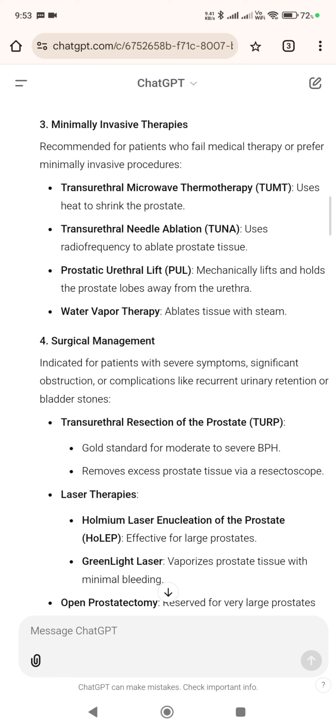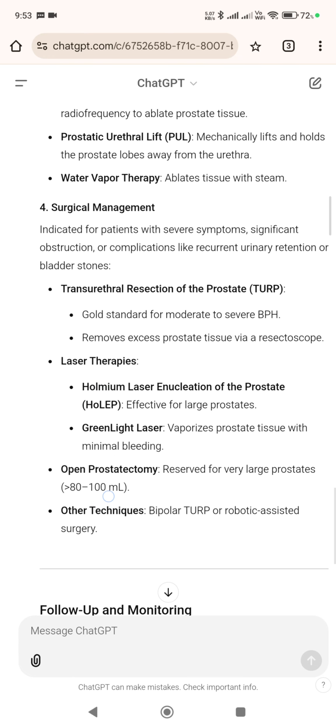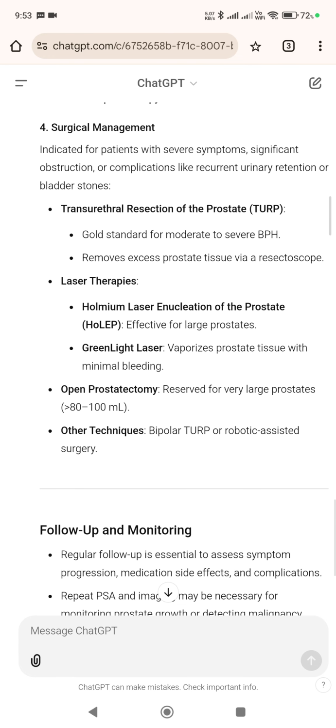4. Surgical management. Indicated for patients with severe symptoms, significant obstruction, or complications like recurrent urinary retention or bladder stones. Transurethral resection of the prostate, TURP, gold standard for moderate to severe BPH. Removes excess prostate tissue via a resectoscope.